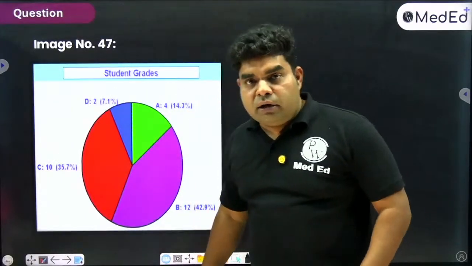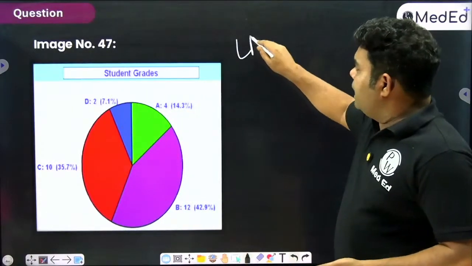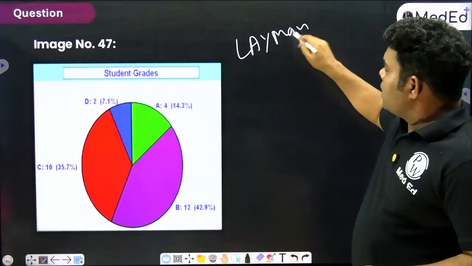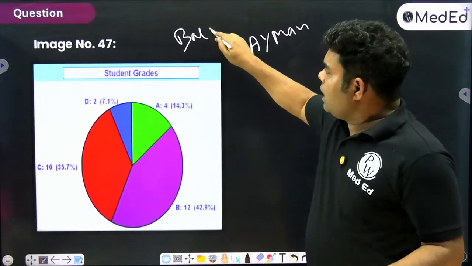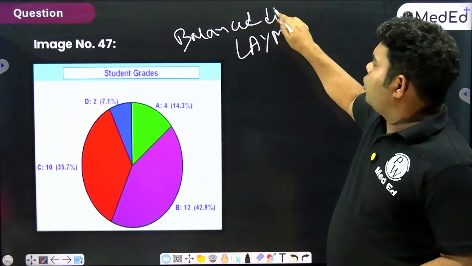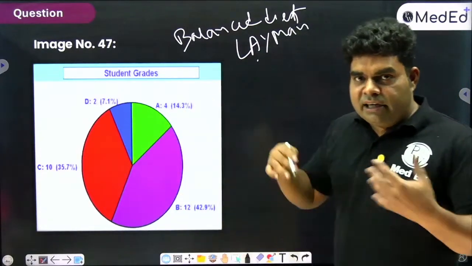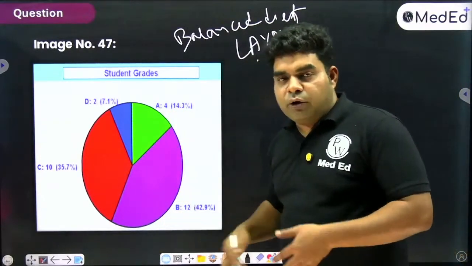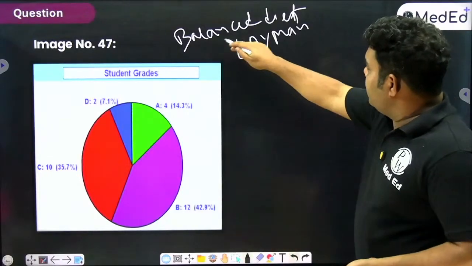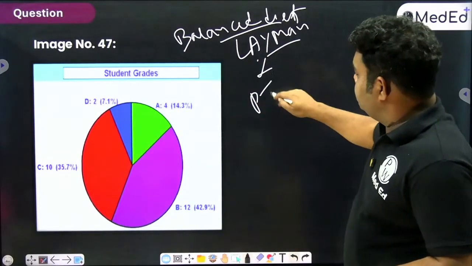This is a pie chart, which can be used to explain balanced diet to a layman also, because it expresses the qualitative data or categorical data in 100%, divided in a 360 degree angle, to describe that data. So balanced diet to a layman is explained by this pie chart.